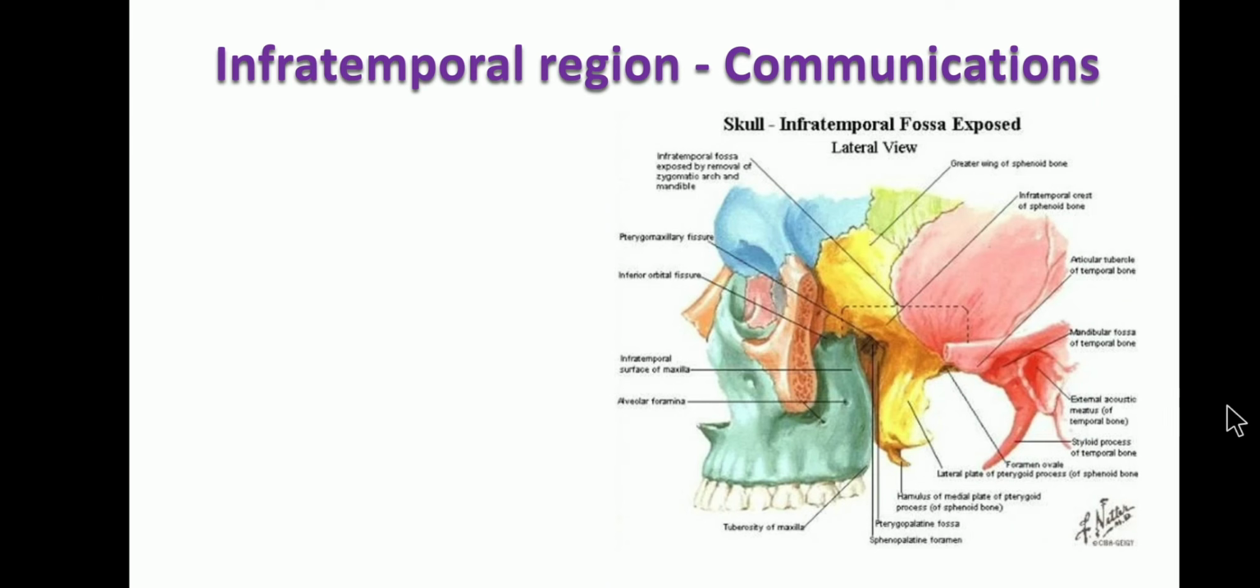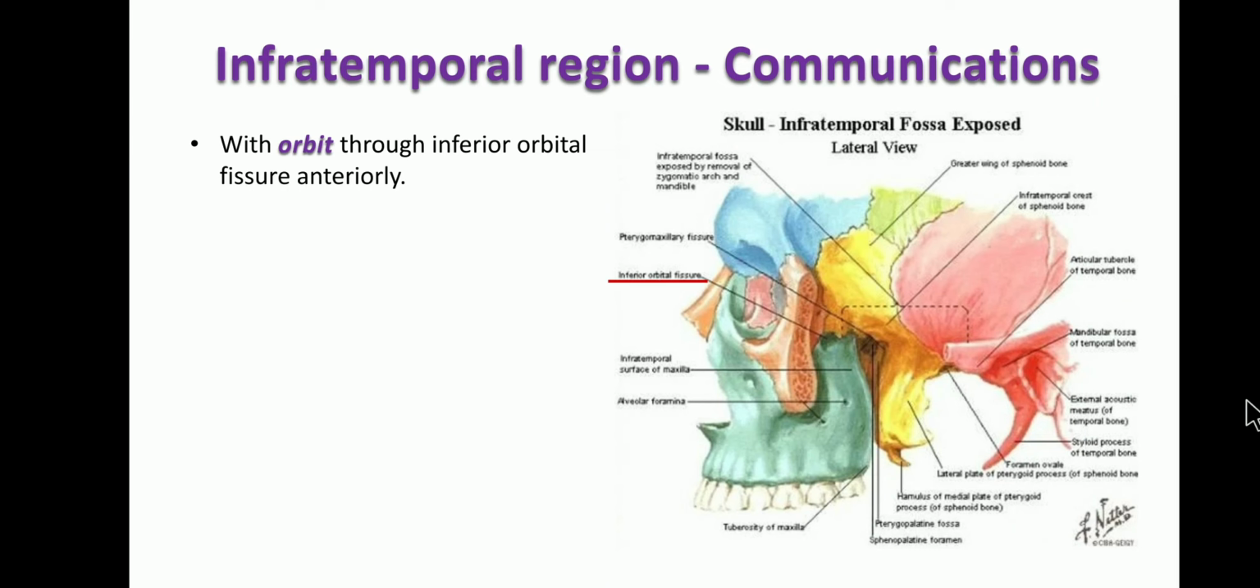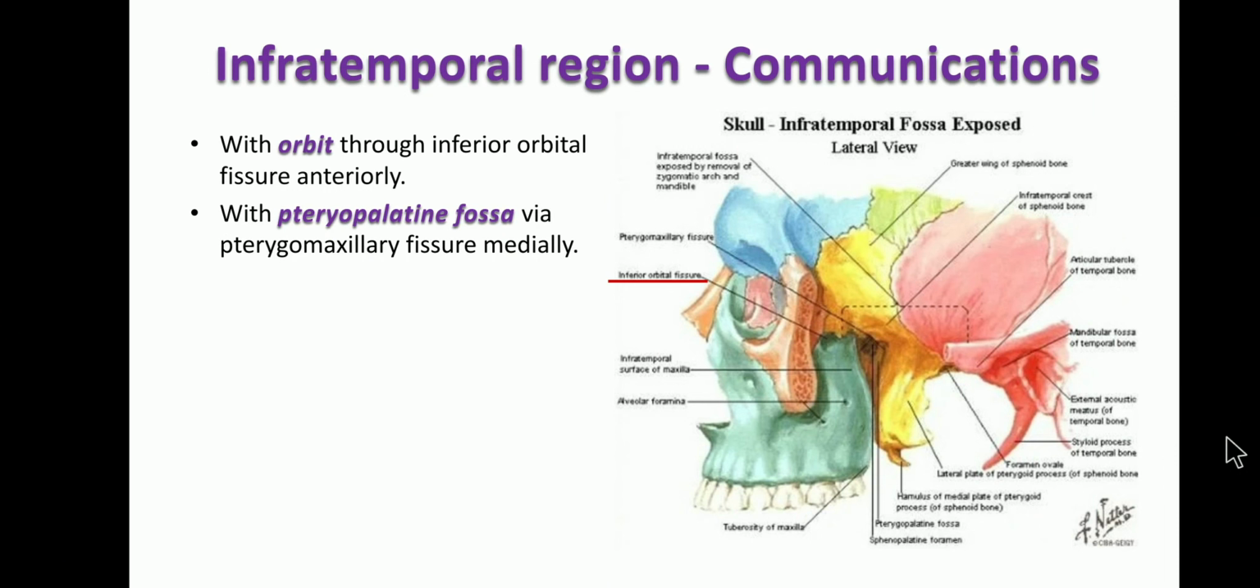Now, the main communications of this fossa. It communicates with the orbit through the infraorbital fissure, which is seen on the upper surface of the body of the maxilla. Then it also communicates with the pterygopalatine fossa via the pterygomaxillary fissure. Through this, mainly the maxillary artery will enter. Then it is called the third part of the maxillary artery, which gives rise to many branches.